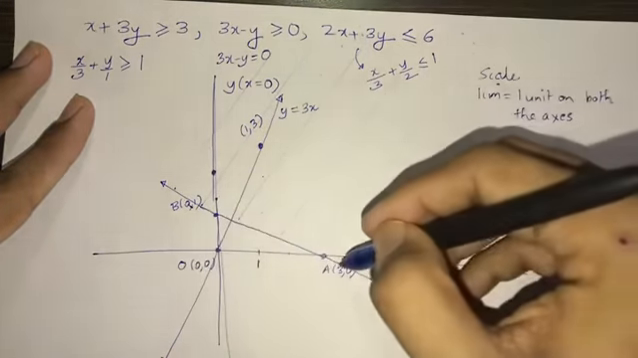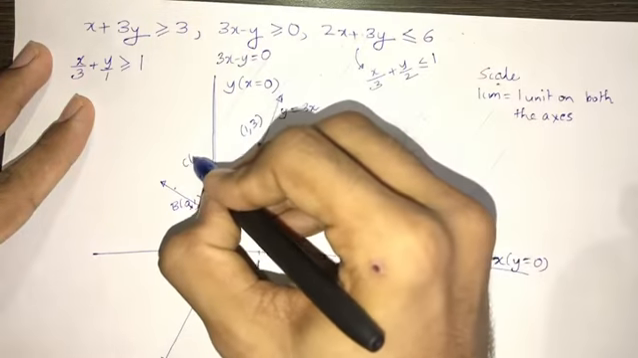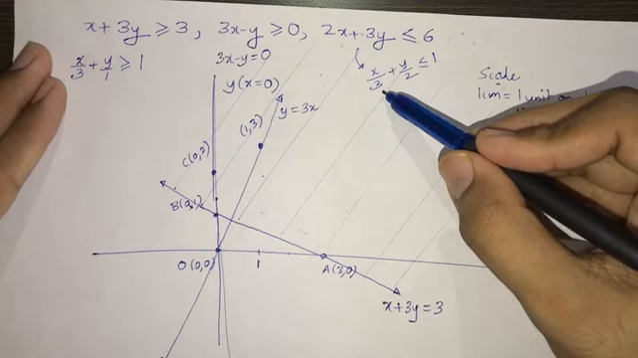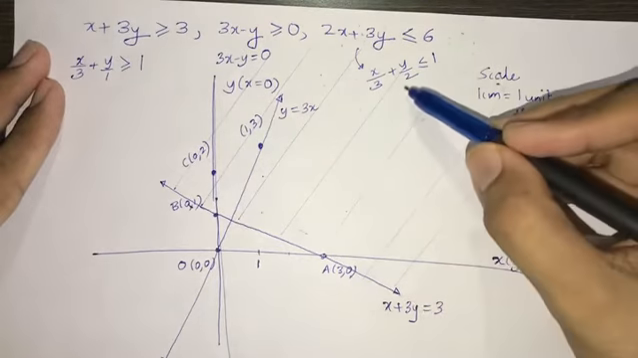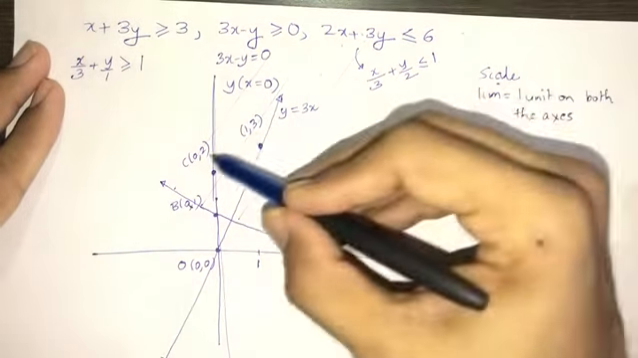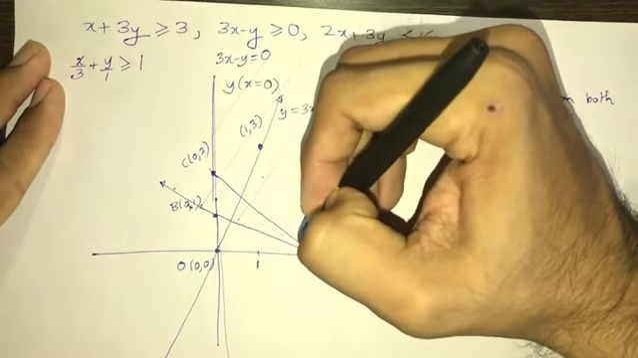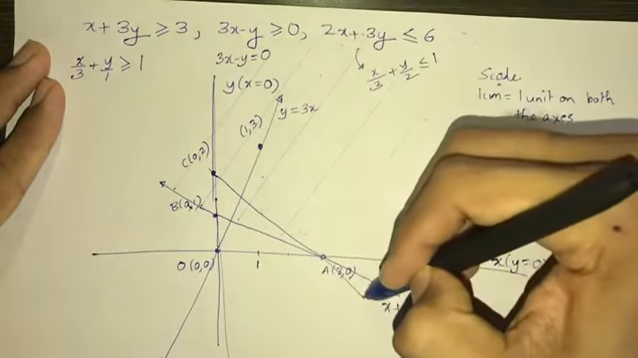So let me take A and let me take C. C is 0 comma 2. The x intercept is 3, 3 comma 0. The y intercept is 2, 0 comma 2, and then I connect these points and I get a straight line again.